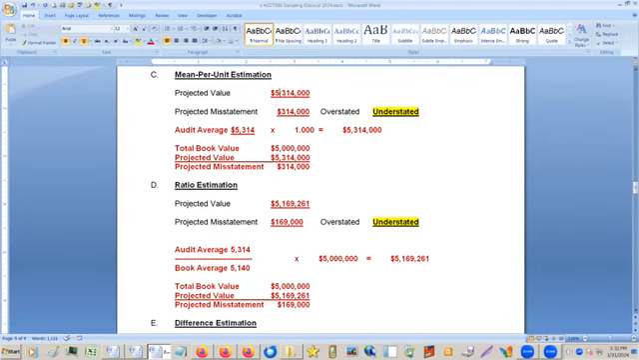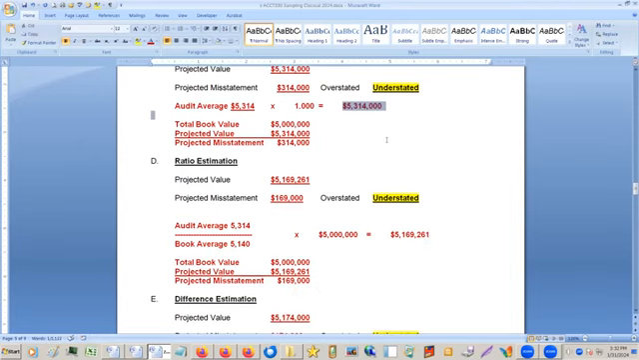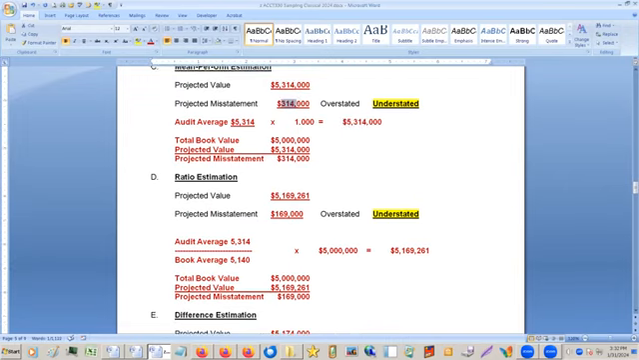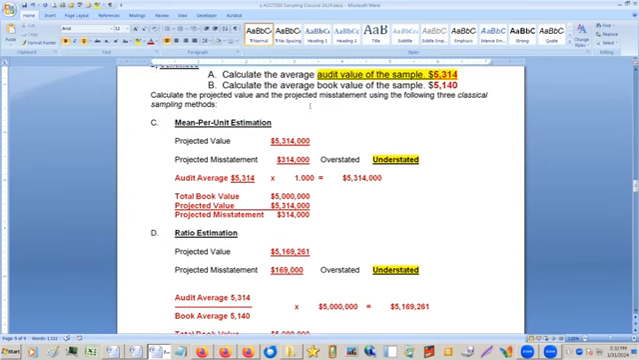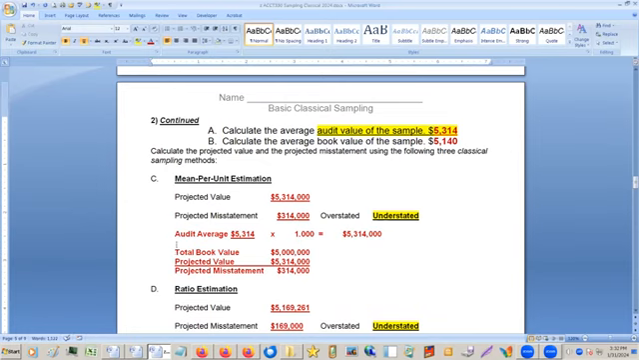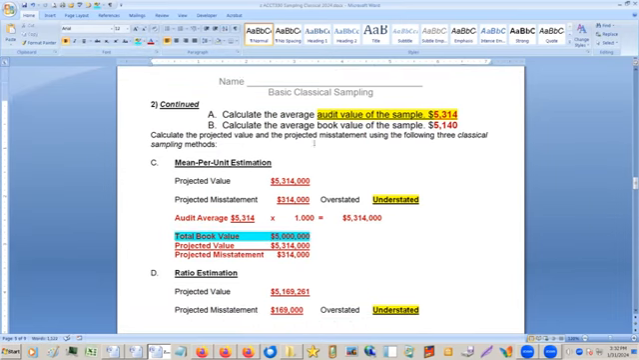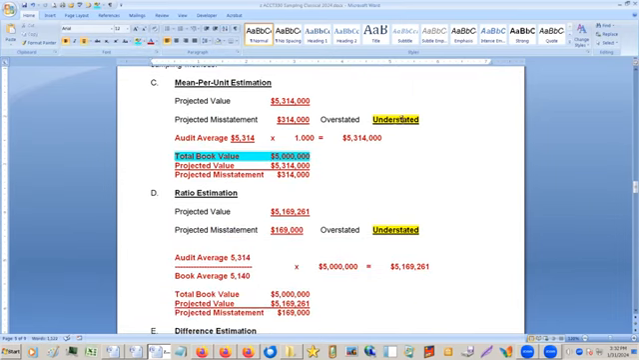And you should have come up with the predicted value of 5,314,000. The projected misstatement is 314, and this is understated. They're saying that their book value is $5 million when it should be 5,314,000. So they're understating their book value.